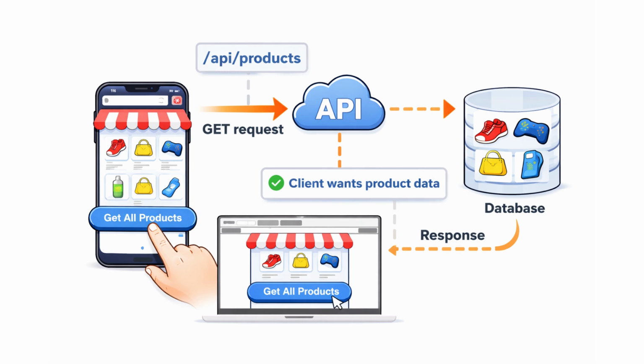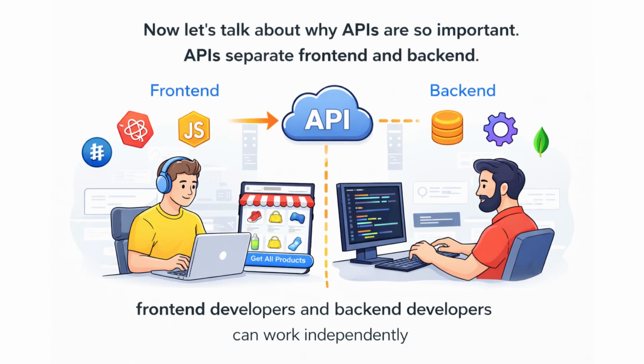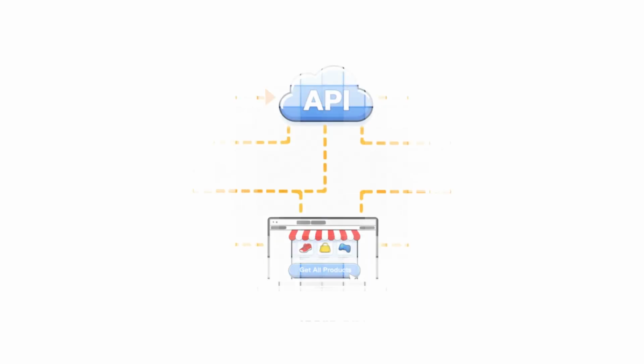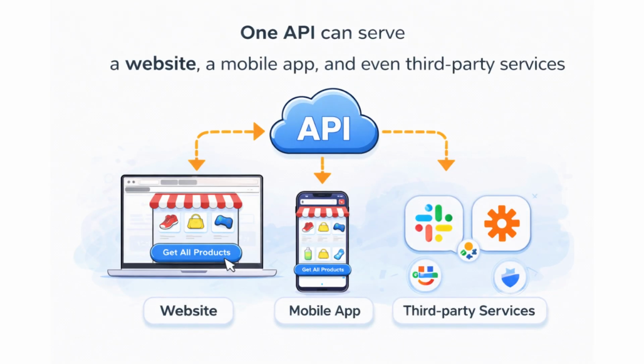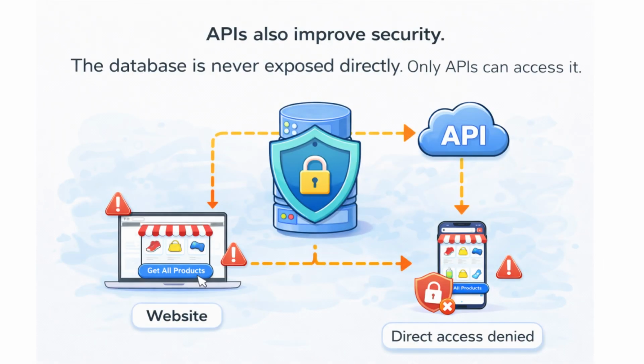Now let's talk about why APIs are so important. APIs separate front-end and back-end. This means front-end developers and back-end developers can work independently. APIs also make applications scalable. One API can serve a website, a mobile app, and even third-party services. APIs also improve security. The database is never exposed directly. Only APIs can access it.